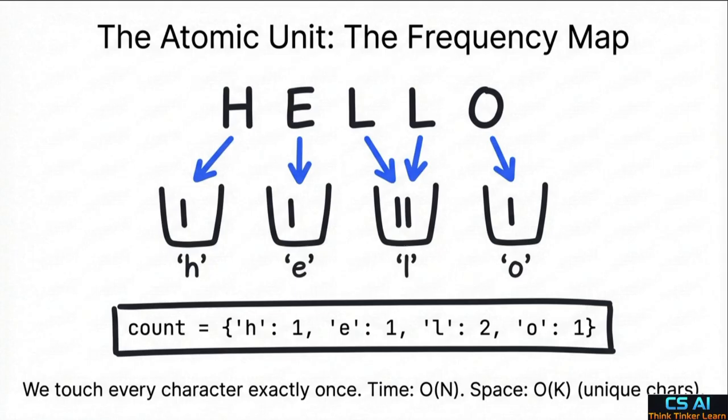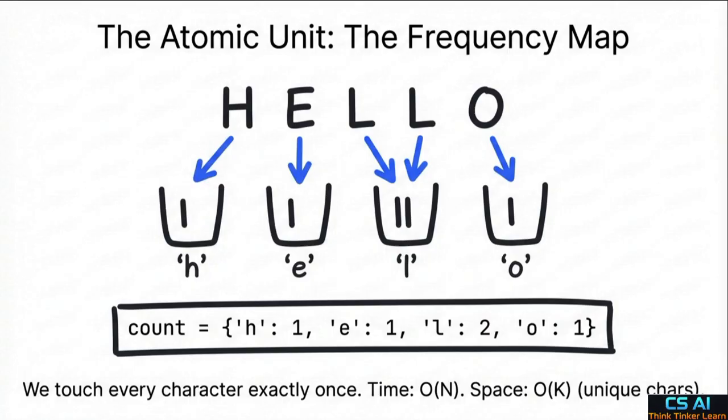Now, let's look at a basic building block, the frequency map. Imagine we have the word hello. To understand this string algorithmically, we want to know exactly what it is made of. We iterate through the string and drop each character into its own specific bucket. As you can see, h gets 1 tally, e gets 1, l gets 2, and o gets 1. The resulting object? Count: h1, e1, l2, o1. This is the DNA of our string.